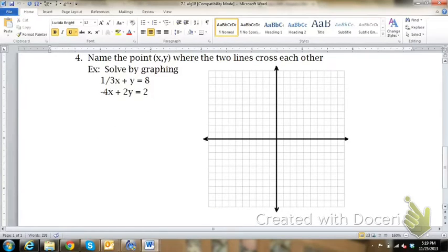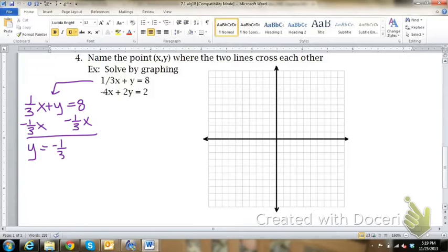Okay, so I have to take each of these and fix them. 1/3 x plus y equals 8. I want to get the y by itself, so I'm going to minus 1/3 x from both sides. y equals negative 1/3 x plus 8. Okay, so that's the first one. That's done. Now let's solve the second one.